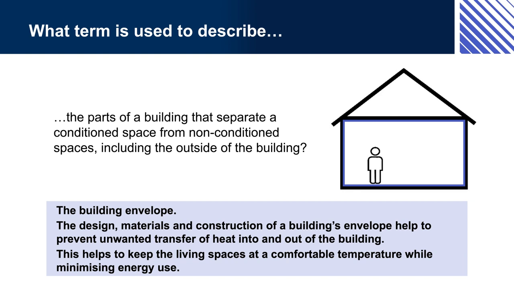This helps to keep the living spaces at a comfortable temperature while minimizing energy use. The building fabric is all the structural elements and other components used to make a building, which includes the roof, ceiling, walls, glazing and floors. The parts of the building fabric that separate conditioned from non-conditioned spaces belong to the building envelope. Not all parts of the building fabric will separate conditioned and non-conditioned spaces. Some will separate non-conditioned spaces from each other, or they will separate conditioned spaces, e.g., internal walls.